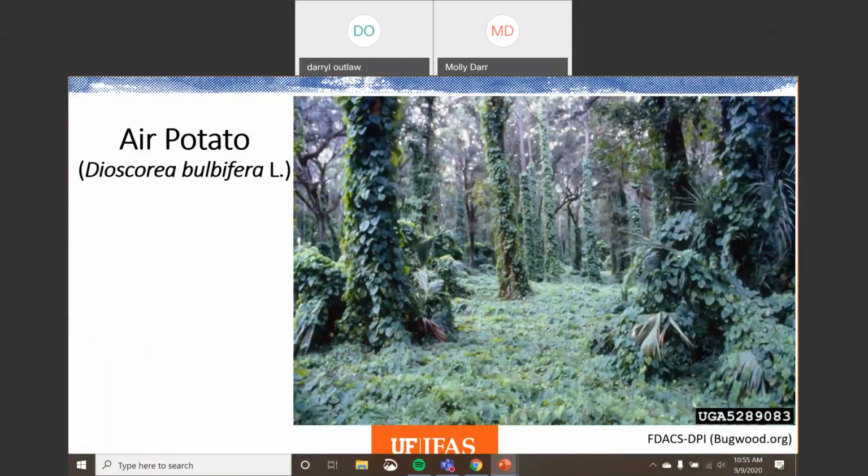First is air potato. Air potato is a climbing vine that grows very, very quickly and can climb over our trees. This is an infestation in Florida that shows how quickly this can get out of hand. For those of you farther north of Florida, this looks very much like kudzu. It completely covers the trees. It doesn't grow quite as fast as kudzu, but pretty close.